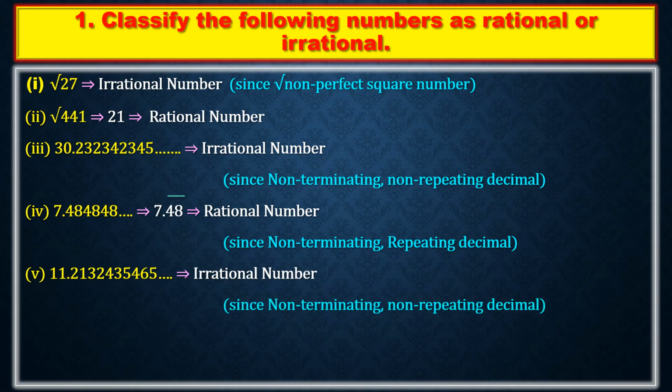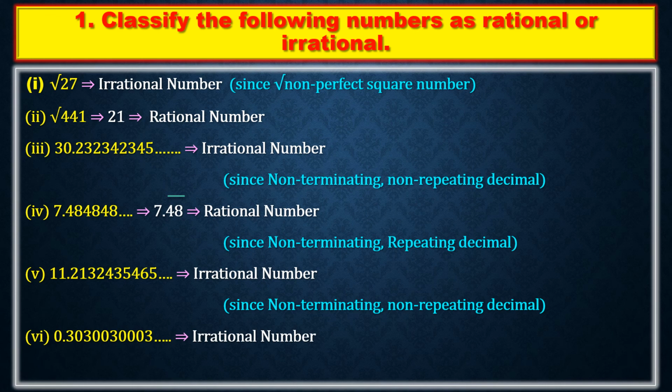Okay, so by seeing the numbers itself we can say whether it is rational or irrational. If it is a perfect square, then it is rational, or if the same digit repeats, then it is also rational. Irrational means if it is a non-perfect square number or the same digit is not repeating. Okay, so let us go to the next one.